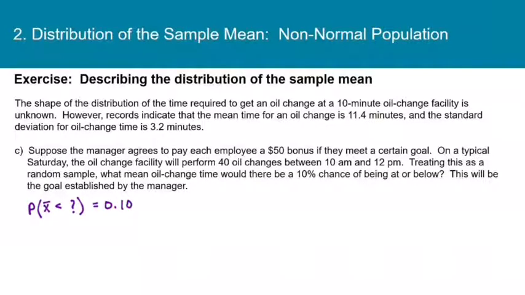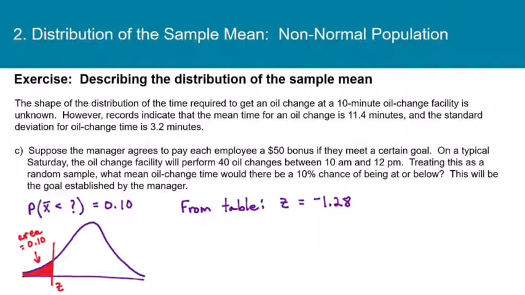So here's what we're trying to find. We want to know what time is required so that the probability of being at or below that time is 0.10. Let's start by drawing a standard normal curve, and I'll shade the 10% of area on the left. This is the 0.10 they gave us in the problem, and this z-score is what we need to find. Using that area and going to the z-table, you'll find that the z-score that has an area of 0.1 to its left is negative 1.28.